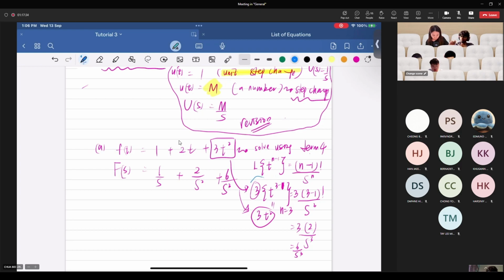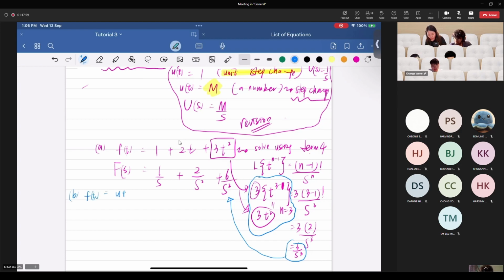So I will group this one so that you understand. I just want to explain. They give you back the original value 3t squared. So this will be the answer. And you sub in here. Okay. So once you got this done already, just a revision of the Laplace transform. So this is A.